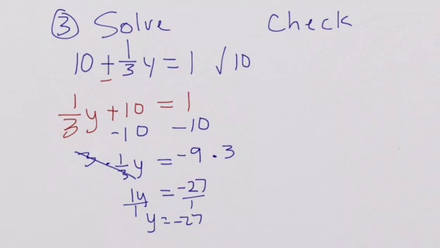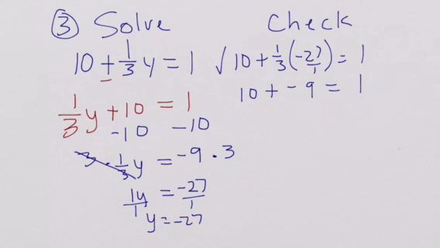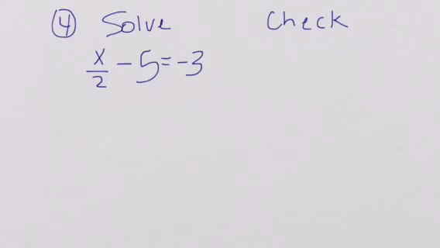We're going to check it. 10 plus 1/3 times negative 27 over 1 is equal to 1. 10 plus, this is going to be negative 9, is equal to 1. So 1 equals 1, which means y must equal negative 27. Is the variable term on the left? He is. Is he first? He is. Is he by himself? No, he's not. So we add a line and change the sign so that we can zero pair out the 5. X divided by 2 is equal to 2.